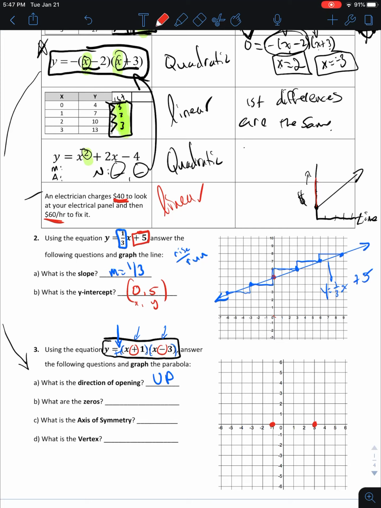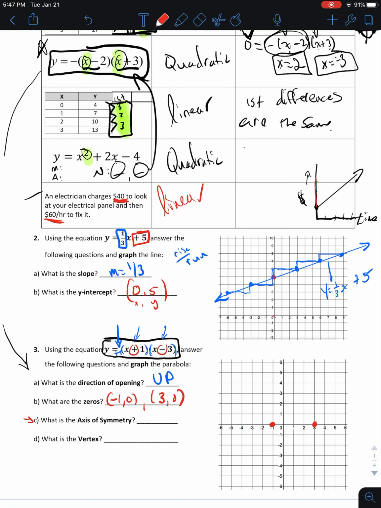Okay. And then again, much like our y-intercept, we want to see you write them as a point. So x always comes first, and the y value is going to be 0, right? So same thing, (-1, 0) and (3, 0). Those are my two x-intercepts, or the zeros, right, where the graph crosses the x-axis.